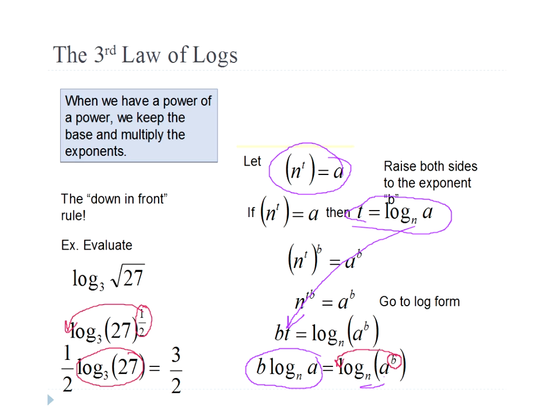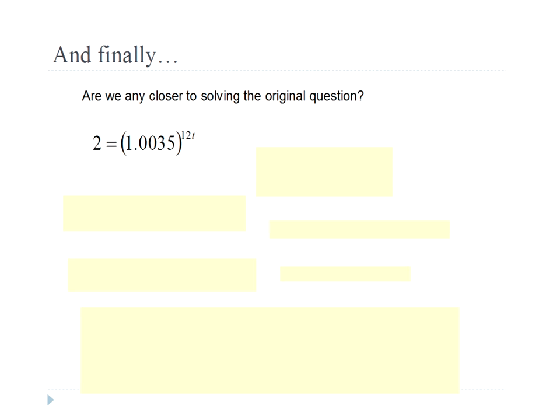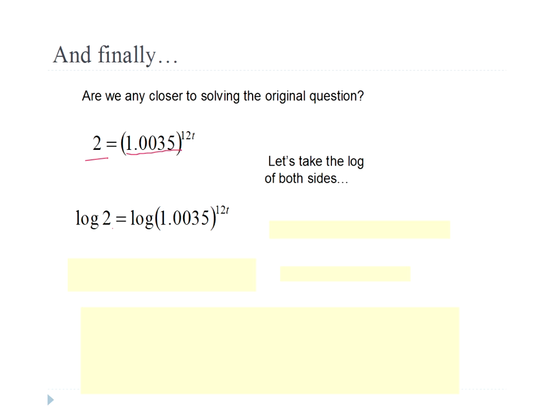So this is a very powerful rule here, because we can take our original equation and take the log of both sides. That's a key thing, because now I no longer have 2, I have log 2. It changes everything. I no longer have 1.0035 to the 12t, I now have the log of that, and so I can bring this 12t down in front. Remember, logs make everything difficult and everything easy.